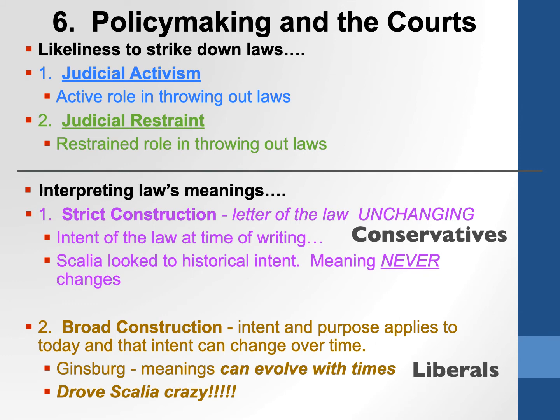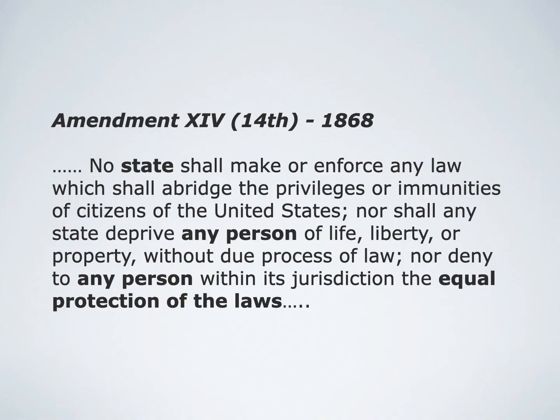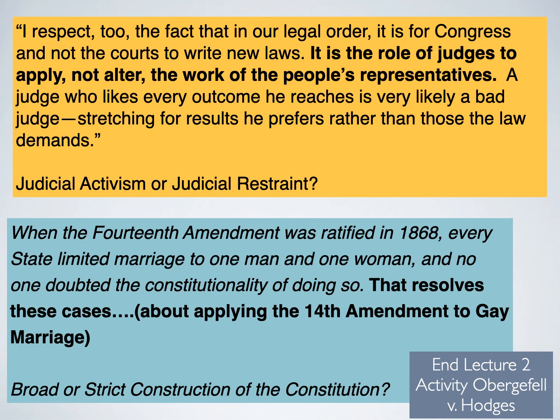So Obergefell versus Hodges, make sure you take a look at those quotes on 42 and 43 in your blue packet. That, in the opinion by Kennedy, is classic broad construction. Scalia, in his dissent, the opinion of the disagreeing justices, that is strict construction. We look at what Scalia wrote versus Kennedy. Then we looked at a couple of issues. All right, so if you want to pause it here and read those, you can do that now and then decide activism or restraint or strict versus broad construction.